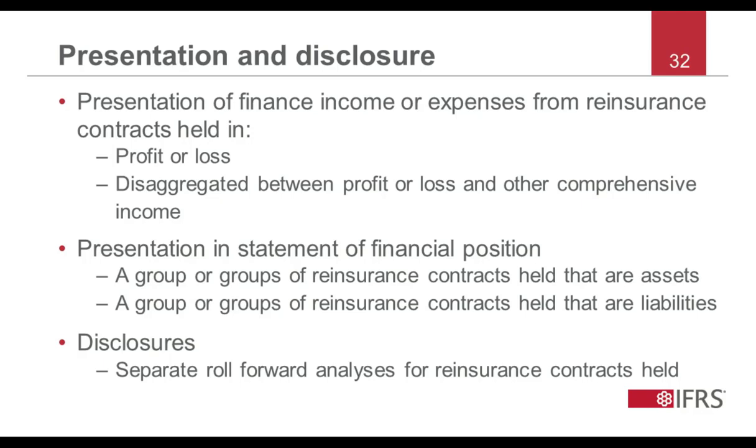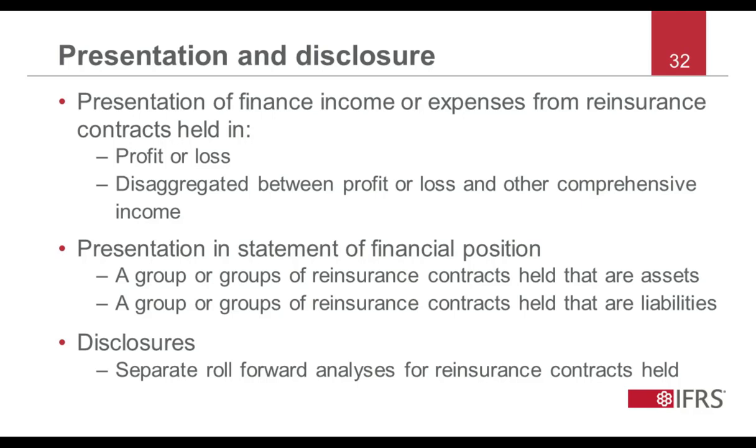This slide considers other relevant aspects related to the presentation and disclosure of reinsurance contracts held. As discussed before, the entity has a choice between presenting the finance income or expenses from reinsurance contracts held all in profit or loss, or disaggregated between profit or loss and other comprehensive income. The finance income or expenses from reinsurance contracts held must be presented separately on the face of the statement of financial performance from the insurance finance income or expenses from contracts it issued.